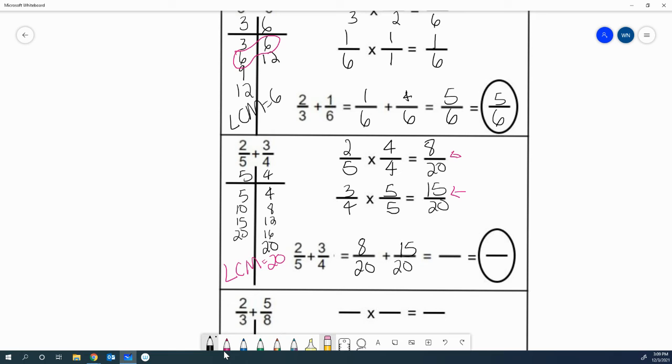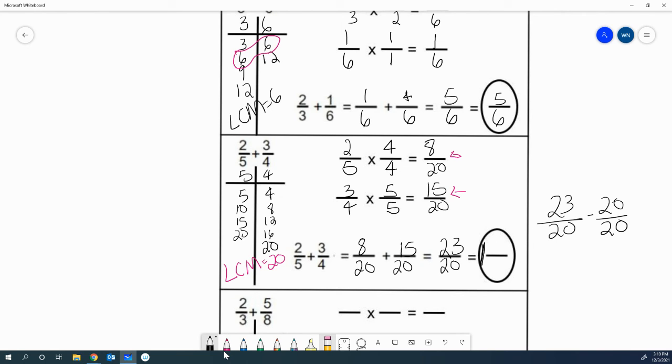I'm going to count and say 16, 17, 18, 19, 20, 21, 22, 23. Uh-oh. 23 is my numerator, and 20 is my denominator because your denominator stays the same whenever you add fractions with common denominators. Okay, so I know I'm going to have a 1 because I'm going to pull a 20 out of my 23. So I'm going to subtract 20 over 20 because 20 over 20 equals 1.